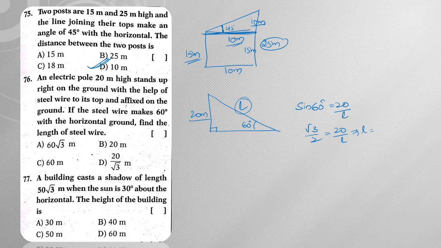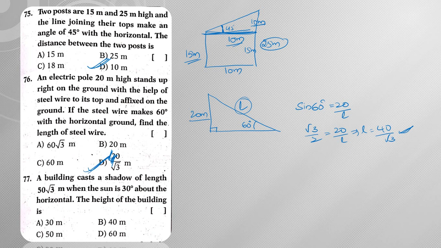From this, L is equal to 2 twos are 40 by root 3. So find the length of the steel wire is asking. Now sin 60 degrees is equal to 20, opposite, by L. So root 3 by 2 is equal to 20 by L. 2 twos are 40 by root 3. So hence the length of the wire is 40 by root 3. There is no further simplification. So change this 20 by root 3 as 40 by root 3, then it will be my answer.